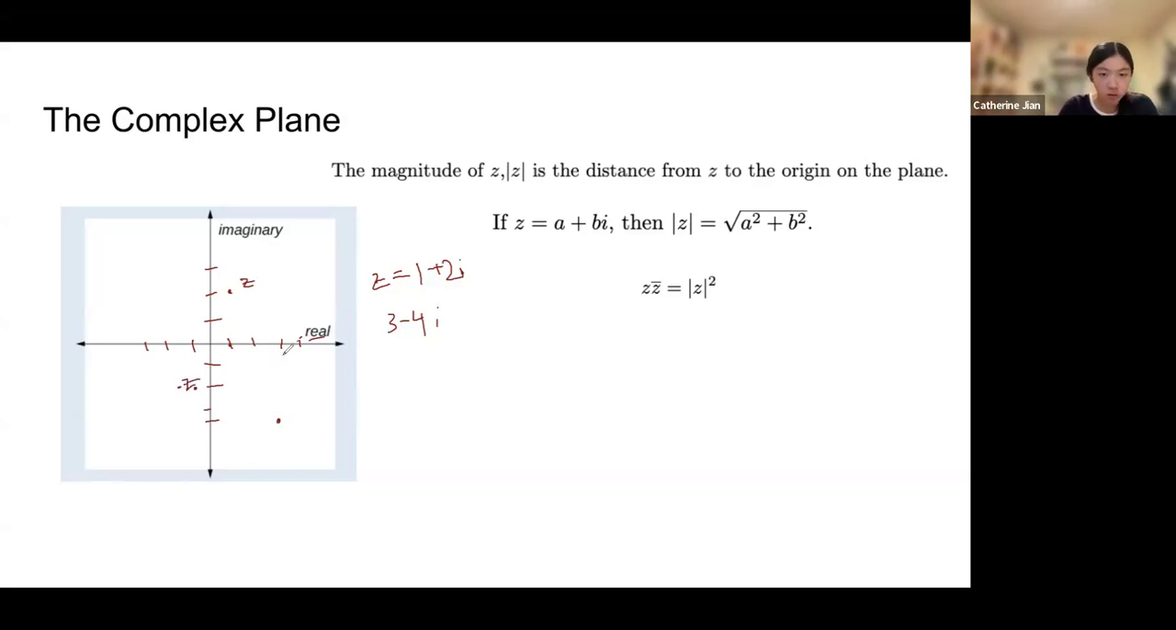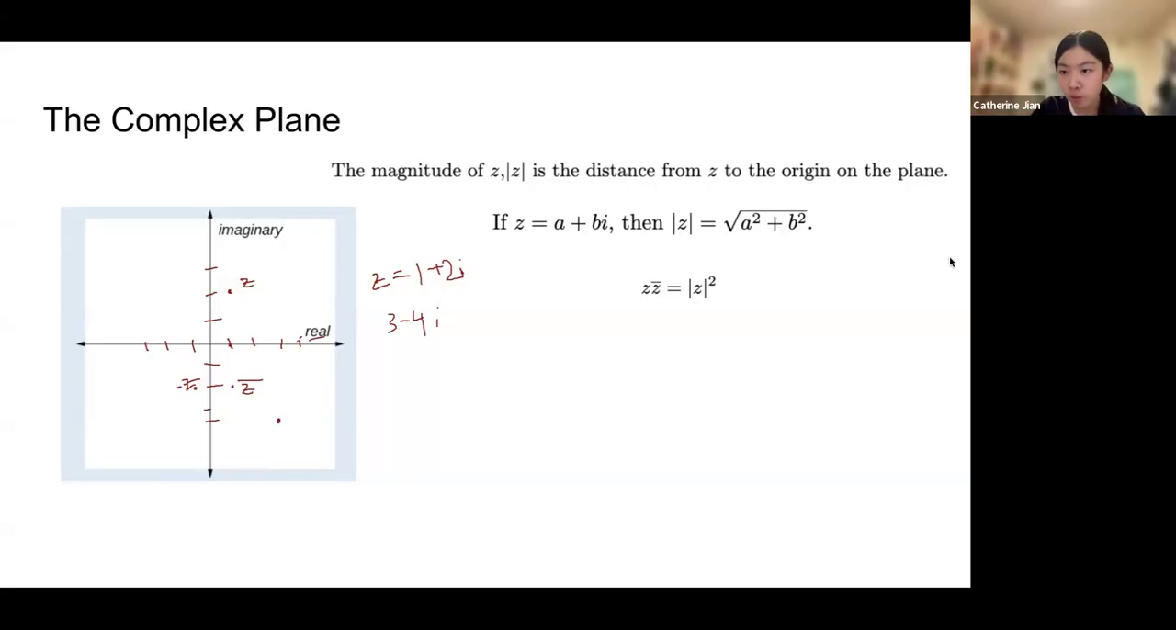And then if we have the conjugate of c, that would be 1 minus 2i, so that would be here. This is c bar. And that means that the point c and c conjugate are reflections over the real axis. We also notice that negative c and the conjugate of c are reflections over the imaginary axis. So these are pretty obvious, but it's good to know.